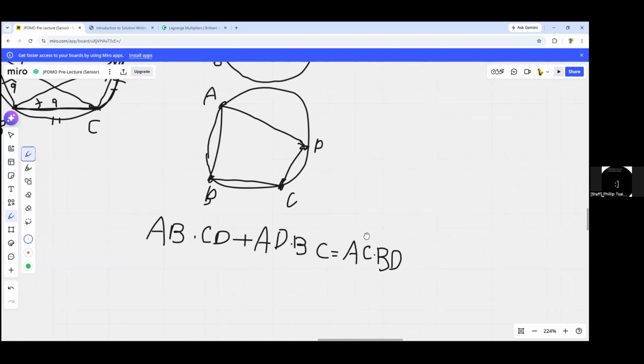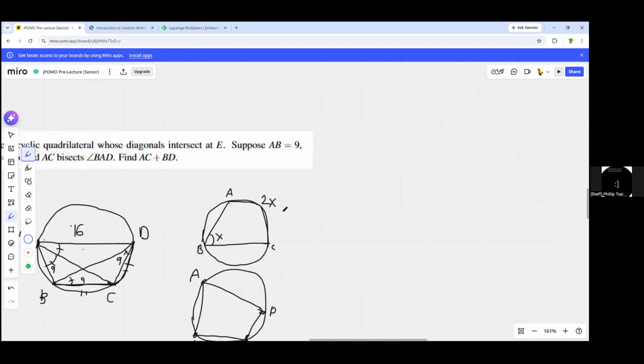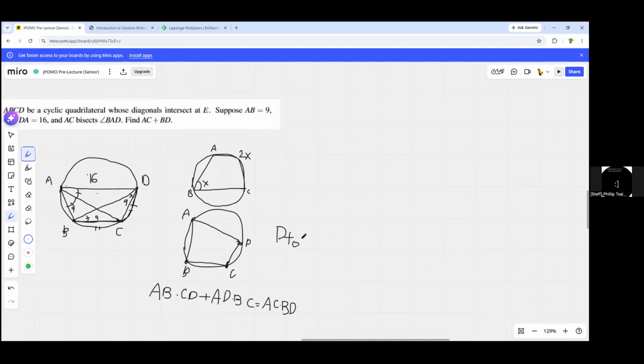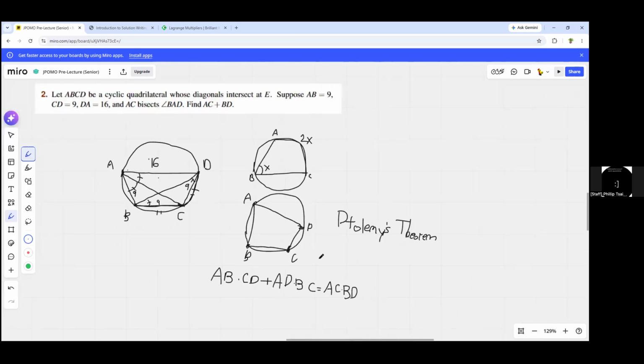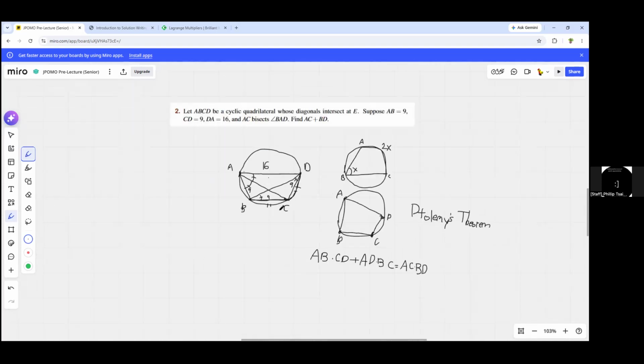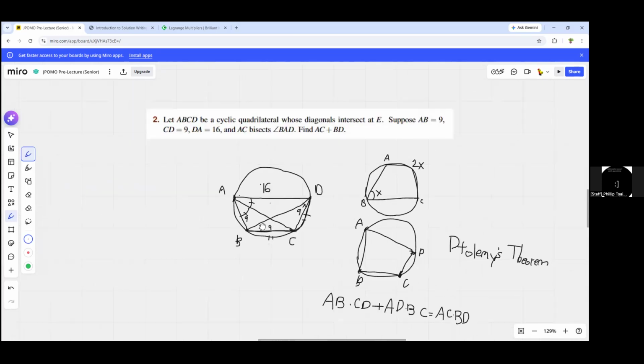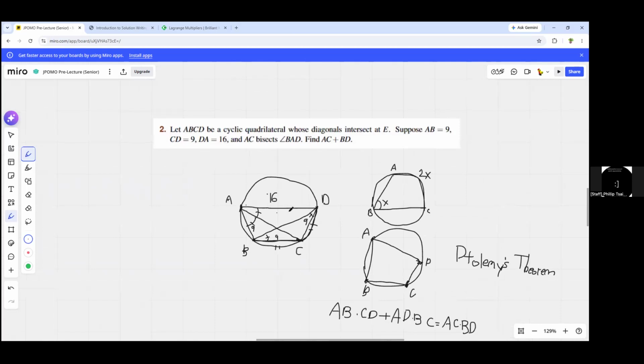Now, I'm not going to go more in depth into this, but you can research the Ptolemy theorem. I think that's the name. I might have misspelled it, but okay. This theorem helps us find the product of the diagonals. But how do we use this information? Well, actually, this information will be used later.